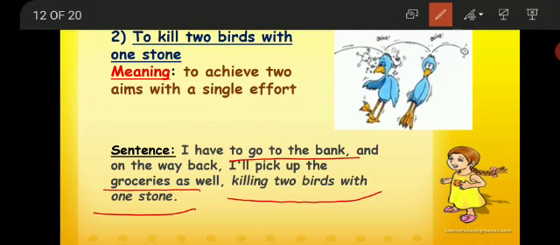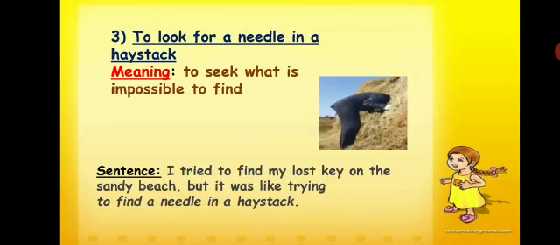So here killing two birds with one stone is not showing that you are exactly killing two birds with one stone, but it's showing that you achieved two aims or you did two works in a single time. I have to go to the bank and on the way back I'll pick up the groceries as well, killing the two birds with one stone. Okay? Now the next one.